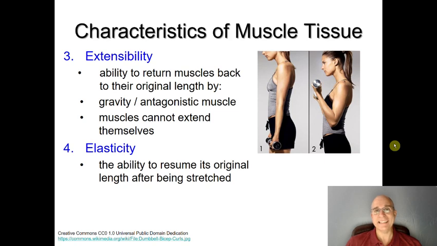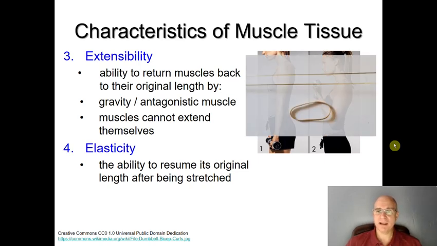Muscles also have what we call elasticity, and it's pretty much, as the name implies, they can be kind of elastic. So if you stretch a muscle a little bit, like with this rubber band here, you see the rubber band is being stretched. When you stop stretching, it can go back to its original length. So that's elasticity. Now be careful. Muscles don't have the unlimited ability to show elasticity. They can only be stretched a certain amount, but they do go back to their original size afterwards.